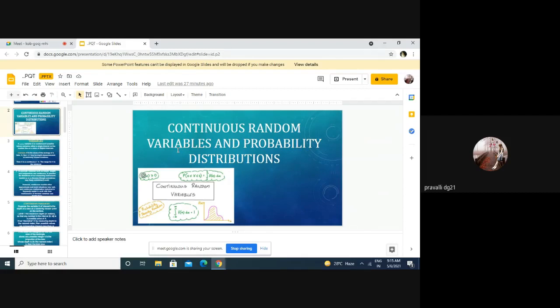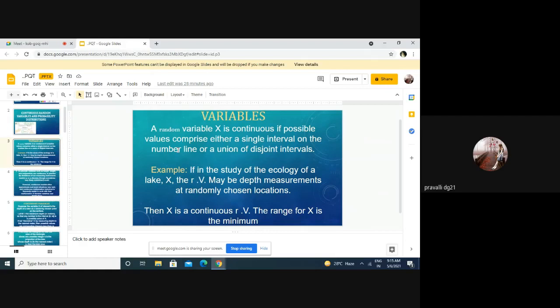Now we're gonna discuss continuous random variables and probability distributions. First of all, what is meant by variables? We all know that a random variable X is continuous if its possible values comprise either a single interval on the number line or a union of disjoint intervals.